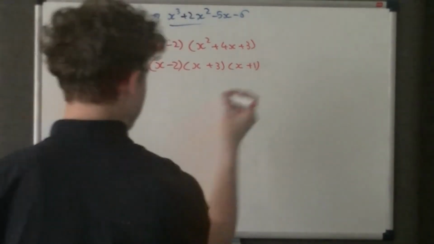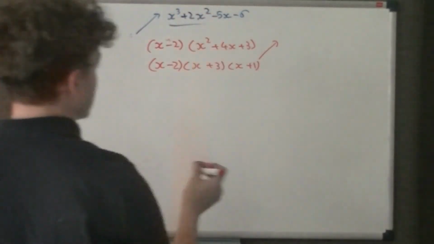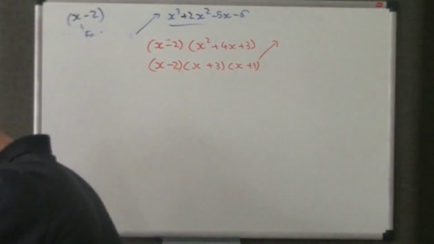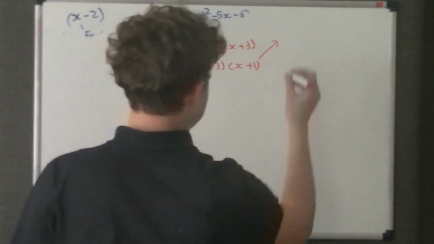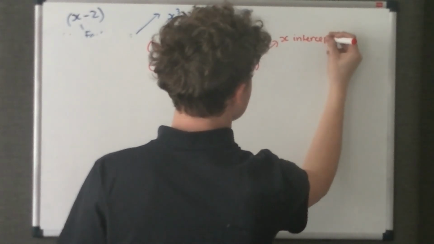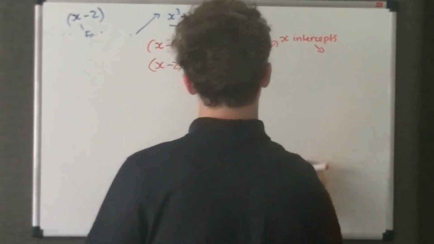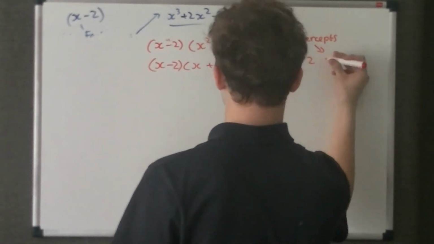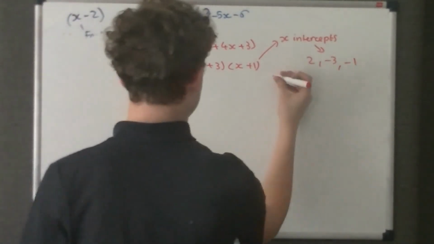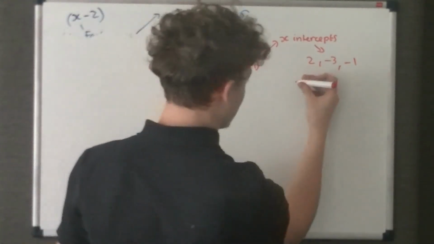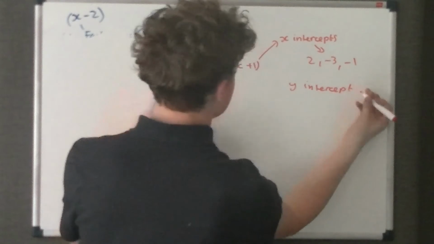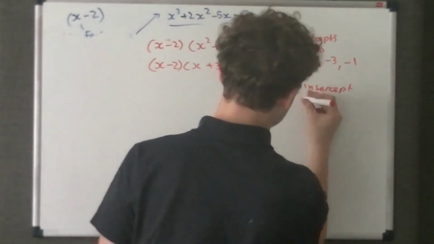So the x-intercepts of this cubic graph, and we know it's cubic because of the x cubed at the top there, are 2, -3 and -1. And if we wanted to work out the y-intercept, you times -2 by 3 by -1, so the y-intercept would be -6. And x times x times x gives us a positive x cubed, so it's a positive x cubed.